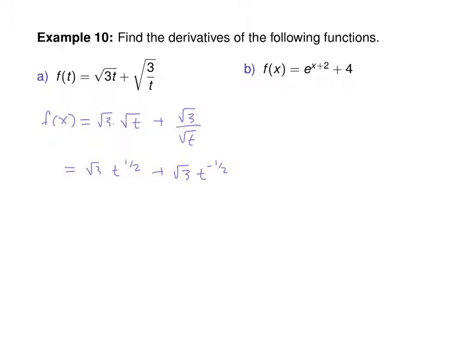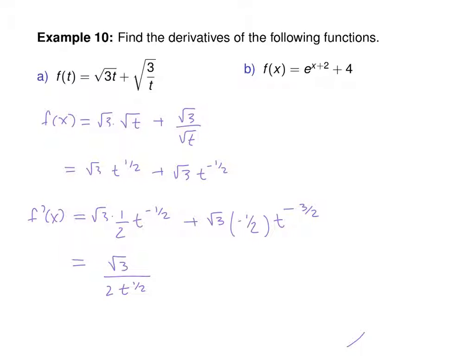There is a rule for doing it if you just leave the 3 and the t inside the root, but you don't know it yet. It's called the chain rule. It's in section 3.4, and that is Tuesday. Okay? So f prime of x is root 3 times 1/2 t to the negative 1/2 plus root 3 times negative 1/2 t to the, what's the new power there? Negative 3/2. So that's root 3 over 2t to the 1/2 minus root 3 over 2t to the 3/2.